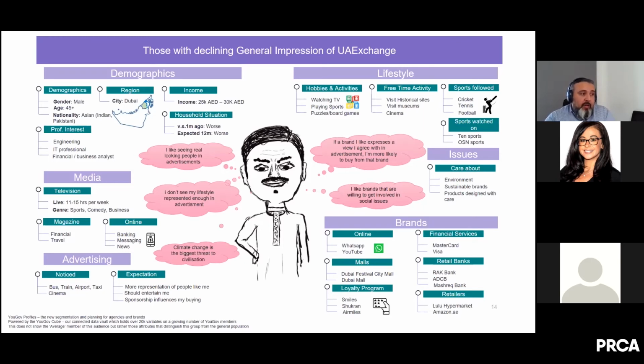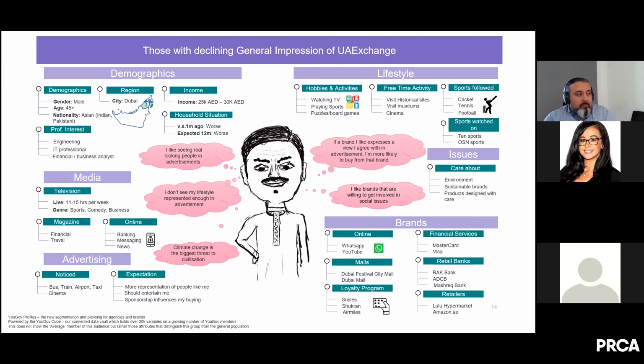So again, we're really highlighting where this audience differentiates from the general population. In terms of their expectations from advertising, they should entertain them. Sponsorships influence their decisions, so maybe some sort of mention that they'll be sponsoring certain things. They want to see more people like themselves in it. In terms of their lifestyle, they watch TV, like I mentioned, play sports, and they're interested in board games, visiting historical sites, museums, and cinemas, as we already mentioned.